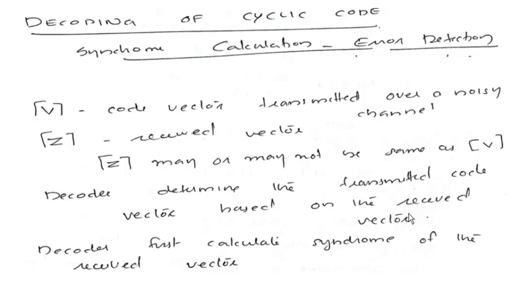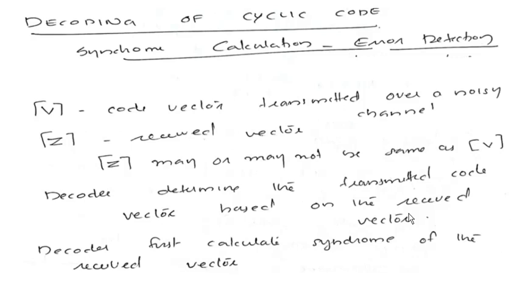Today's topic is decoding of cyclic code. We already studied how we can encode a cyclic code. Next we can see decoding of cyclic code. This decoding of cyclic code has two parts. First one is error detection. After that, error correction. For error detection it uses syndrome calculation.